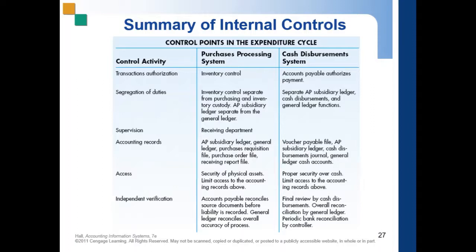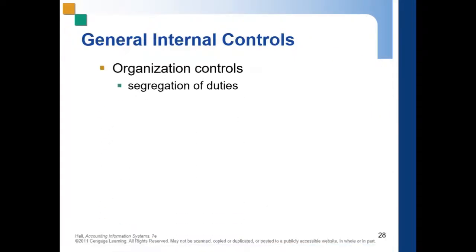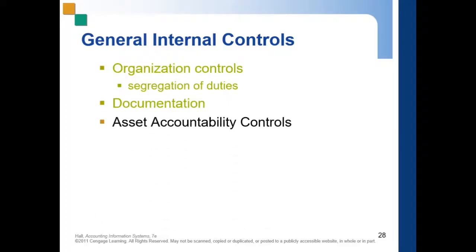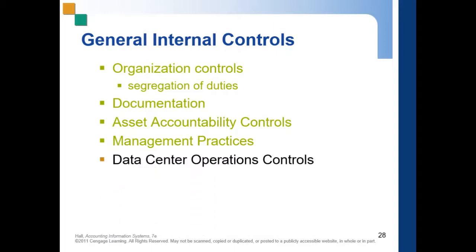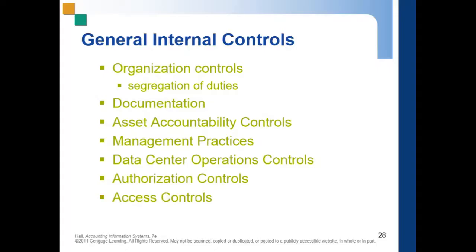Now let's move on to the internal controls. So we have here the following control points in your expenditure cycle. So we have the transactions, of course, segregation, supervision, accounting records, access, and independent verifications, which we'll discuss in detail. So we have our general controls, which are the organization controls, which include segregation of duties. You have documentation, asset accountability controls, management practices, data center operation controls, authorization controls, and access controls.